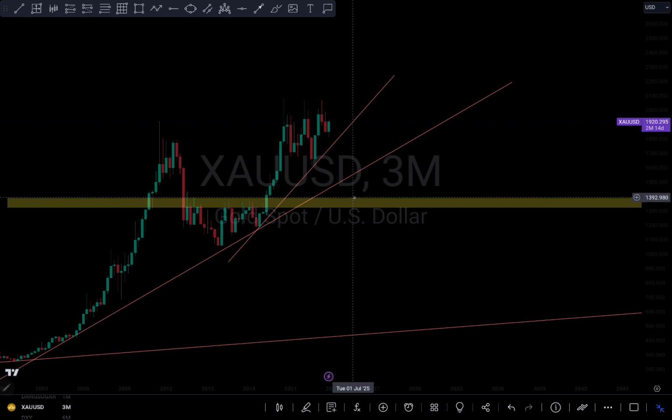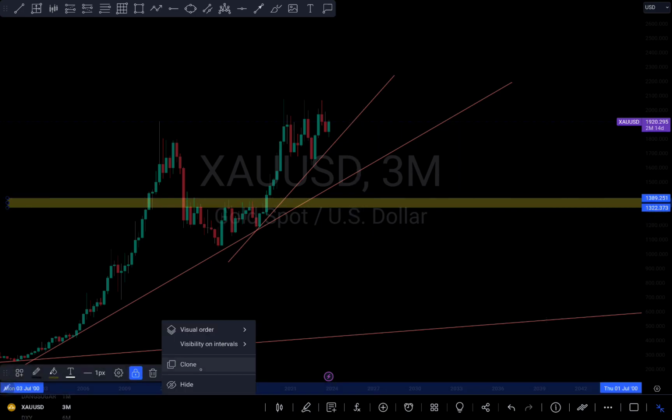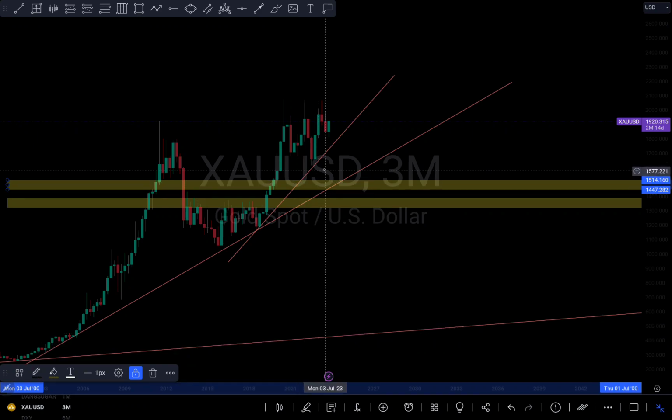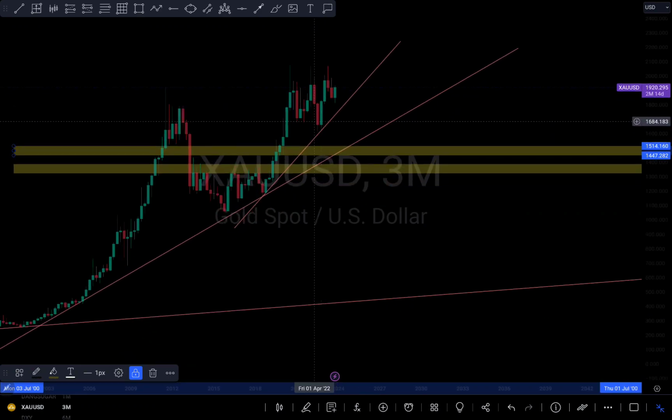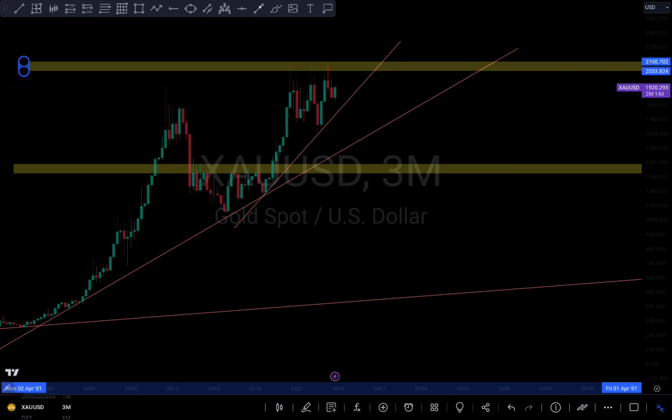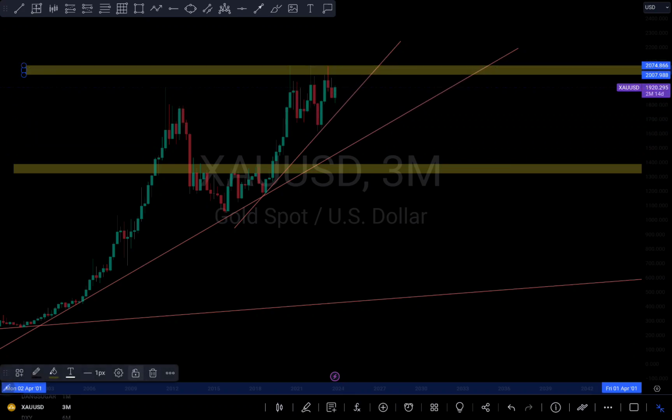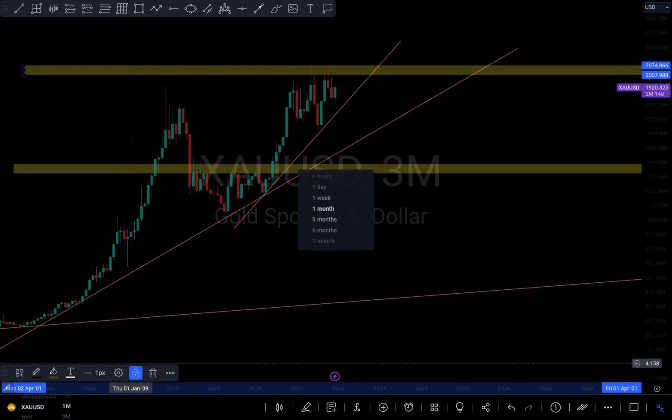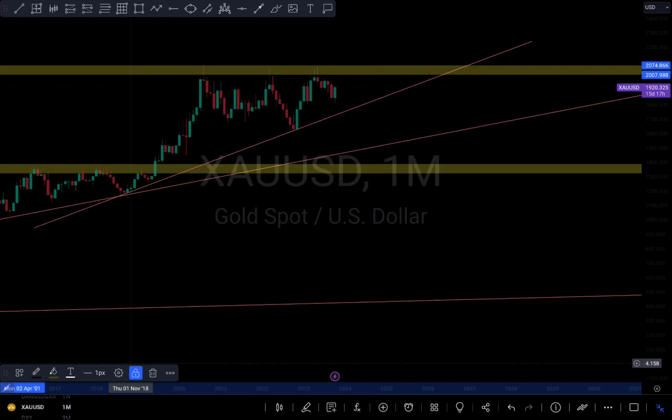Possibly not, but let me clone this and probably put it at the top, because the top right here is also significant. We can see that we rejected multiple times around the zone right here before we continued to push. So now that I'm done with the 3-month time frame, I'm going to go to a lesser time frame, which is one more time frame for me.